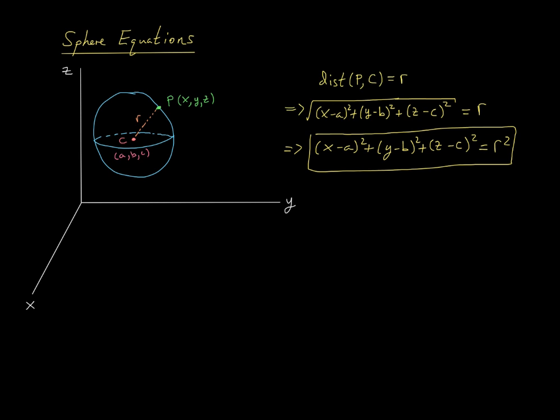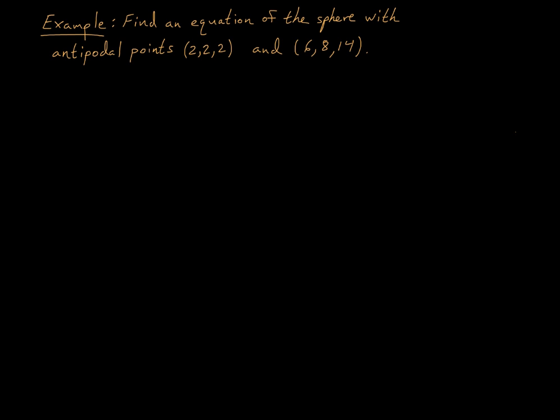So now let's go ahead and check out an example. So here's our example. It says find an equation of the sphere with antipodal points (2, 2, 2) and (6, 8, 14). So what do I mean by antipodal points? I mean that these are points that are directly opposite on the sphere, okay?